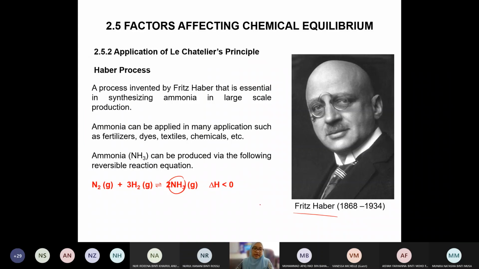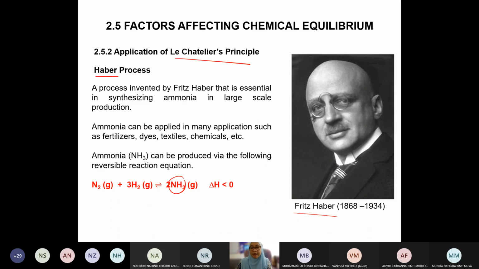So the scientist discovered the process to produce ammonia, the reaction to produce ammonia, by using Le Chatelier's principle. And then the other one is the contact process. The contact process is the process involved in producing sulfuric acid. So these two are produced industrially, on a large scale. Since a long time ago till now, they're still using the same process. Let's start with Haber.